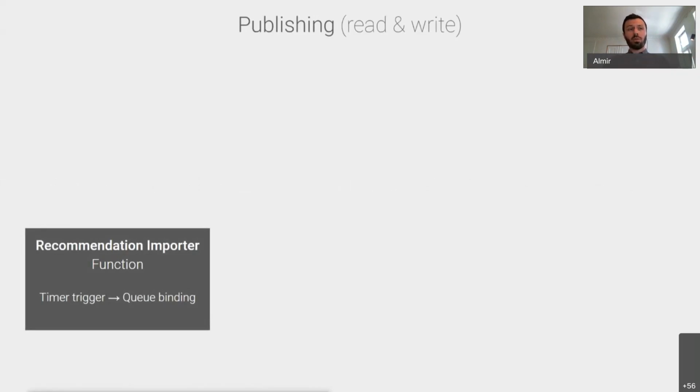we have something we call the recommendation importer function. And as you can see, it is triggered on time. So around midnight, we go to the recommendation API and fetch a set of IDs. So that is series IDs or program IDs, and store it in the blob.